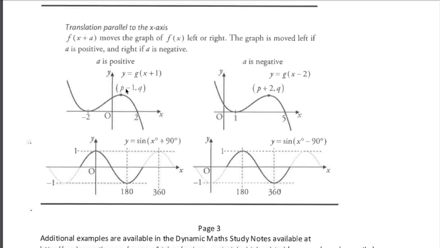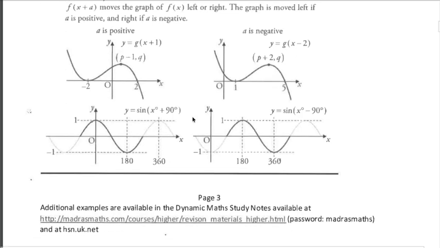And the x-coordinate of the maximum turning point was originally p, but we've moved 1 to the left, so it'll be p - 1. So for example, say the maximum turning point had an x-coordinate of 1.5, it would now be 1.5 - 1, which would be 0.5. And if the value of a is negative, the graph moves to the right. Okay, and here is an example with sine as well. So y = sin(x + 90) moves the sine graph 90 degrees to the left. y = sin(x - 90) moves the sine graph 90 degrees to the right.